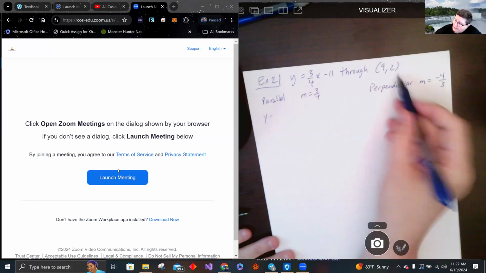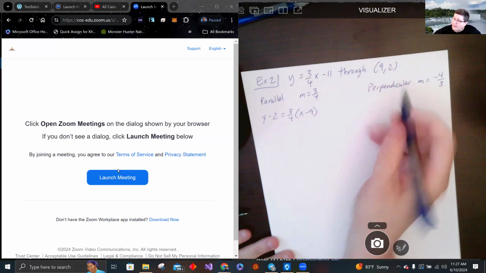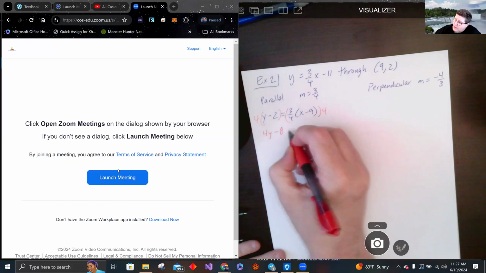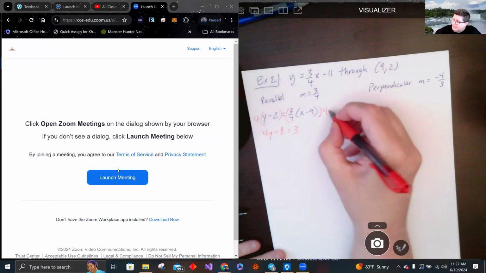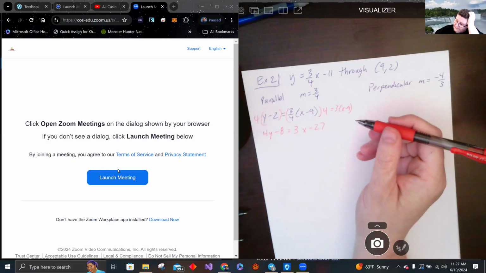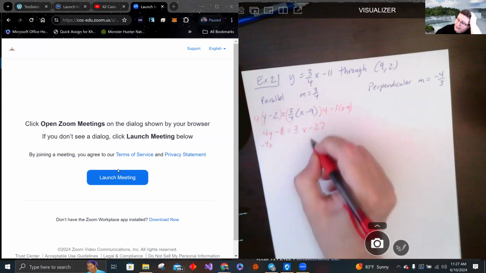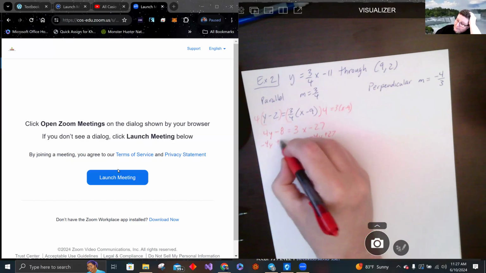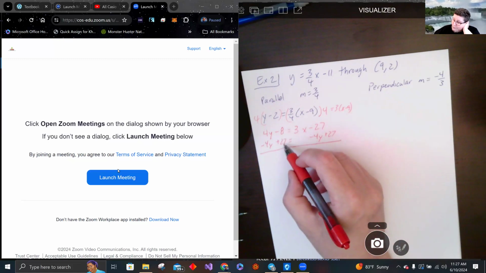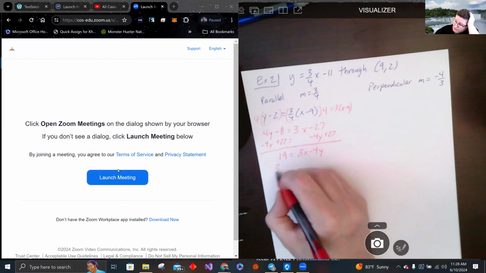So y minus y1 is y minus 2 equals 3/4 times x minus 9. I will clear the fractions by multiplying by 4. I get 4y minus 8 equals 3 times x minus 9, which is 3x minus 27. I think it's easier to keep the 3x positive rather than multiply by a negative later. I'm going to subtract 4y over here, and I'll add 27 to both sides. 27 minus 8 is, well, 27 minus 10 would be 17, add 2 more is 19. And then this is 3x minus 4y. If I want the letters on the left, I just switch the sides.